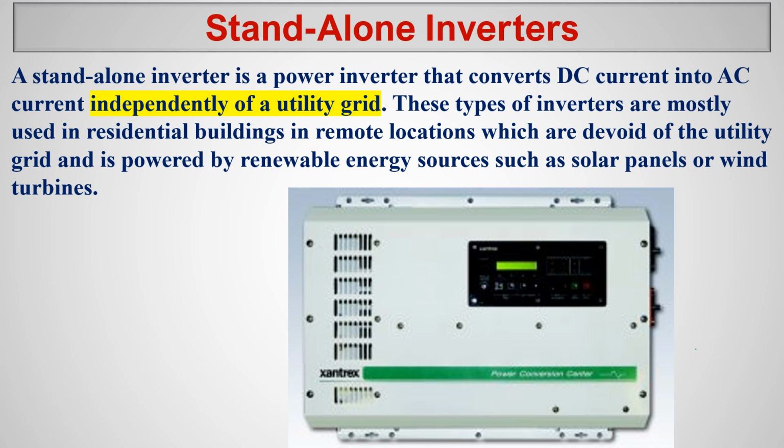The standalone inverters. A standalone inverter is a power inverter that converts DC current into AC current independently of the grid. So it does not depend on the grid. The standalone system itself is not connected to the grid. So these inverters are self-independent. They can convert the DC current that solar PV produces into AC current without the help of the grid.